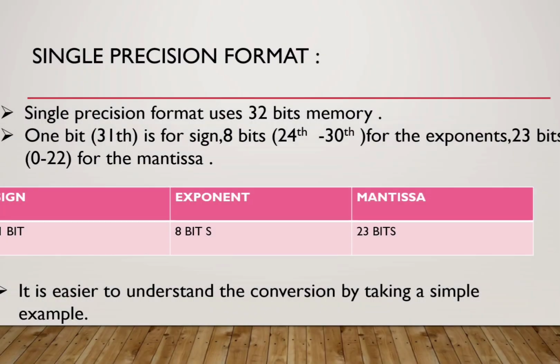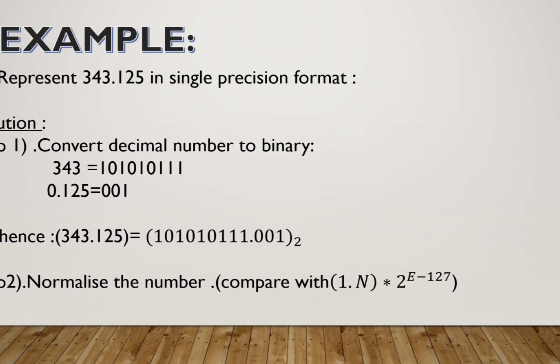Single precision format. Single precision format uses 32-bit memory. 1 bit is for the sign, 8 bits are for the exponent, and 23 bits are for the mantissa. Let's take a simple example to understand it more clearly. The example is to represent 343.125 in single precision format.